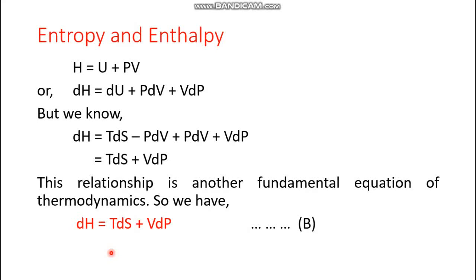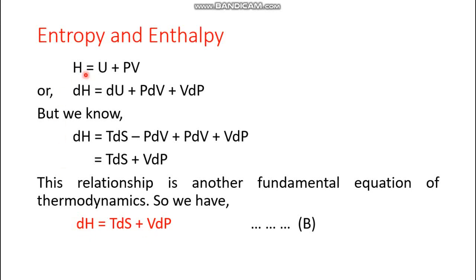We have already obtained the relationship between internal energy and entropy, temperature, pressure and volume, such that dU equals TdS minus PdV. That relationship has already been obtained as one of the fundamental equations of thermodynamics for a closed system. Now we are going to obtain the same type of relationship in terms of H.